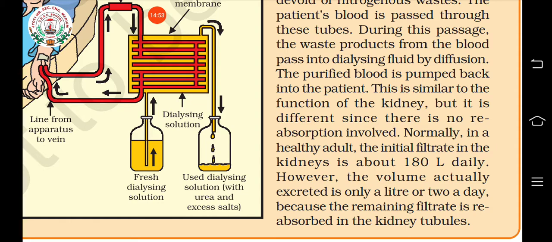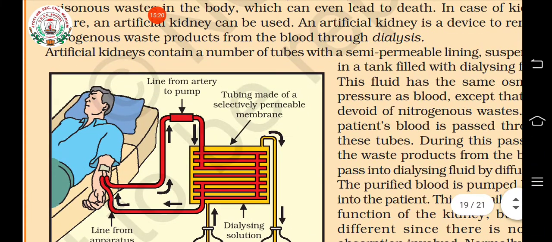the useful materials from the glomerular filtrate. Because of that only, even though the initial filtrate, that is glomerular filtrate, is 180 liters per day, the actual amount of urine that is excreted is only 1 or 2 liters. This is because of the absorption that takes place in the kidney, but this is not possible here. So that is the dialyzing unit.